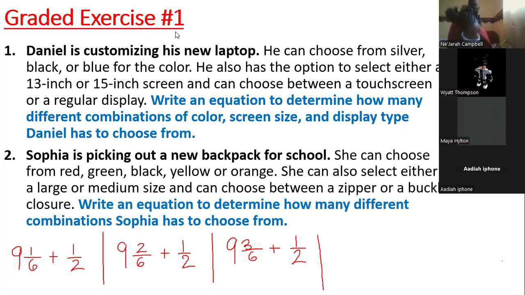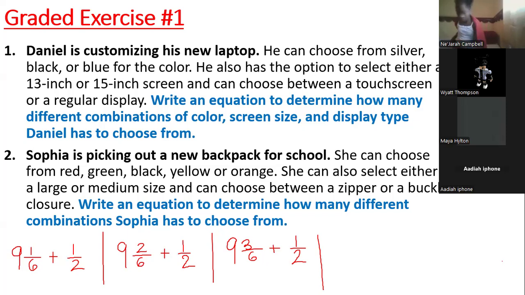Okay, read the question. Adaya said she can't hear you in the chat. Okay, thank you. Wait 1 second, I'm finished with the fractions. Okay, good. Go ahead, Lorenda, read number 1.